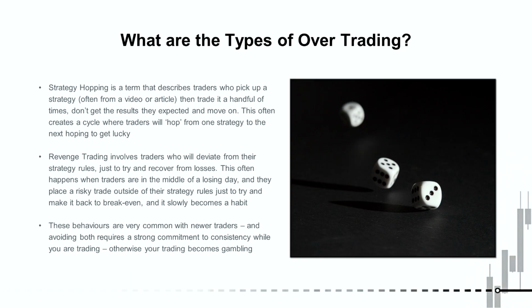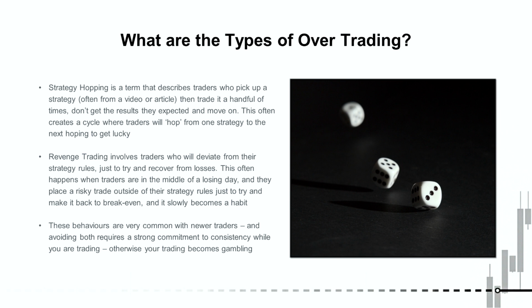So strategy hopping is when traders maybe pick up one strategy, they take a couple of trades, they go, this isn't working for me, they look for the next strategy on the internet. They jump on that, they do the same thing, and they move around and around, never being happy with the results they're seeing after only a handful of trades.